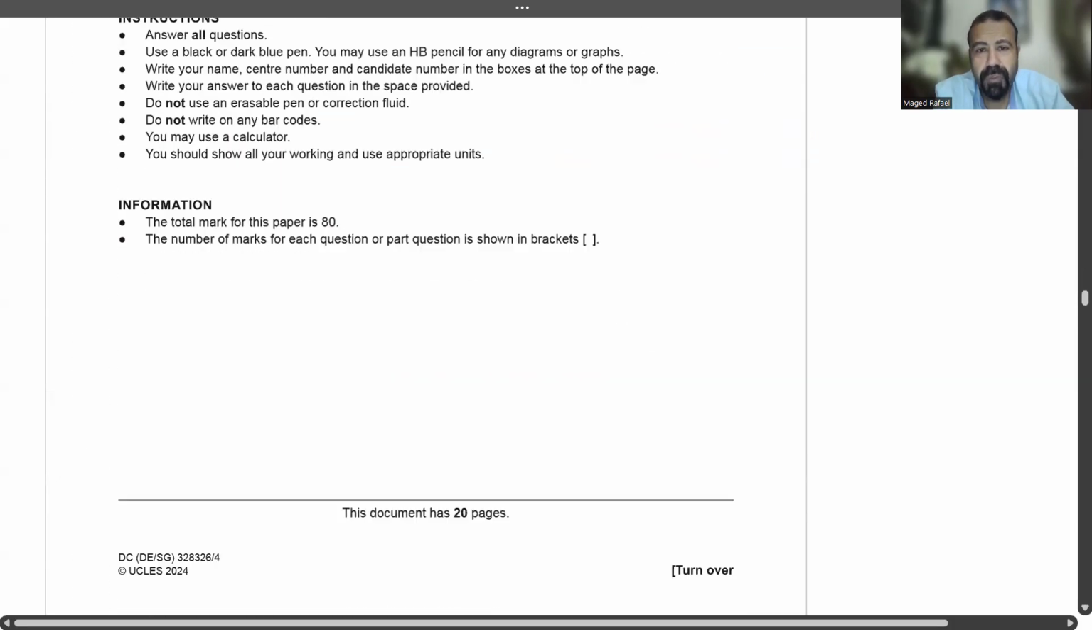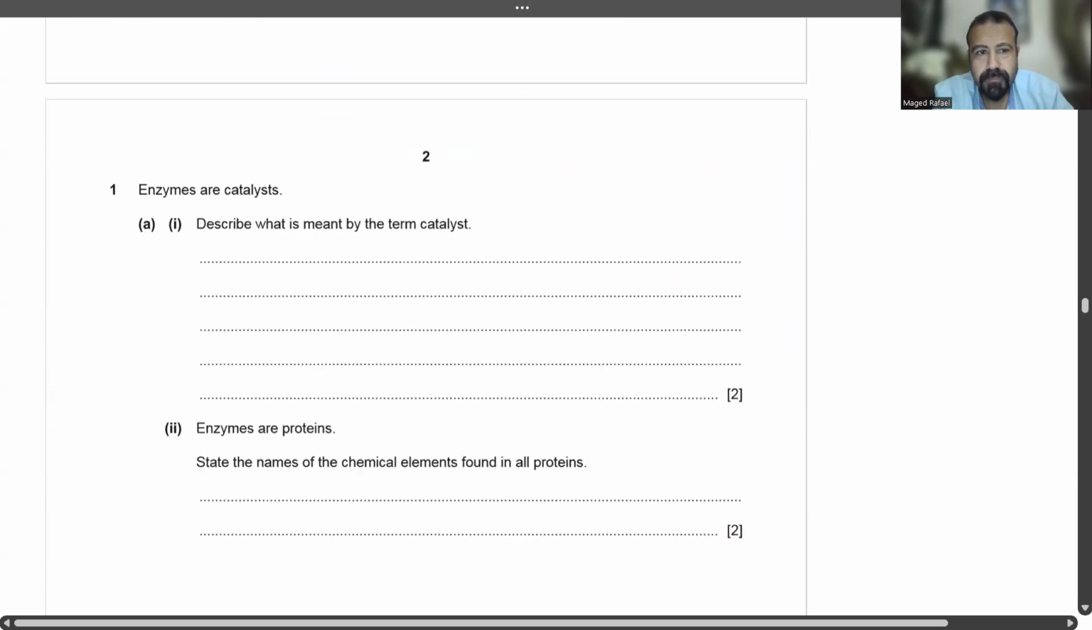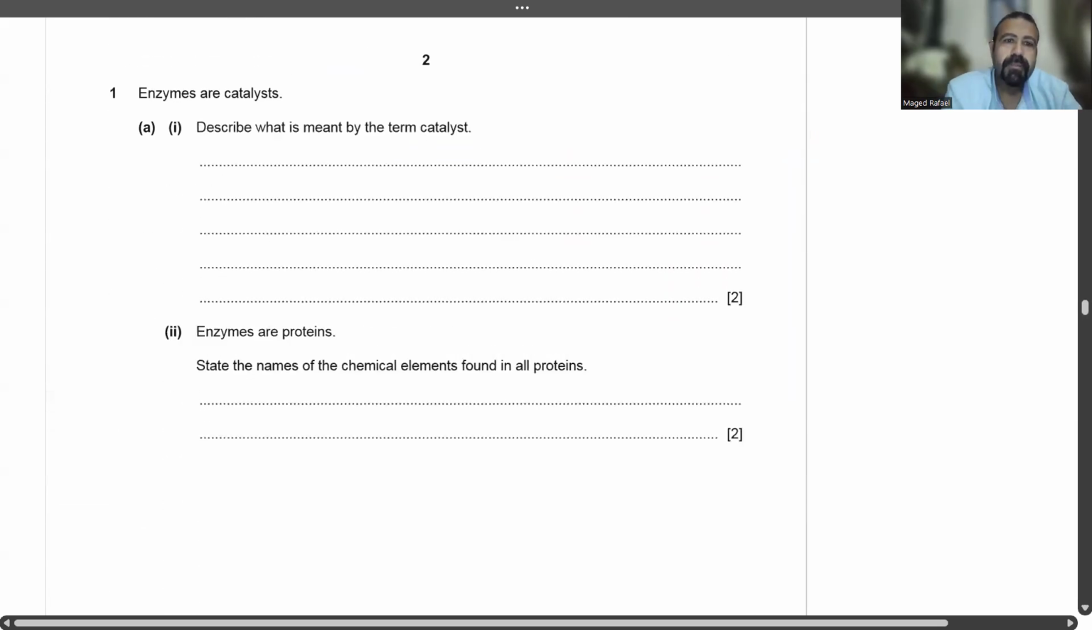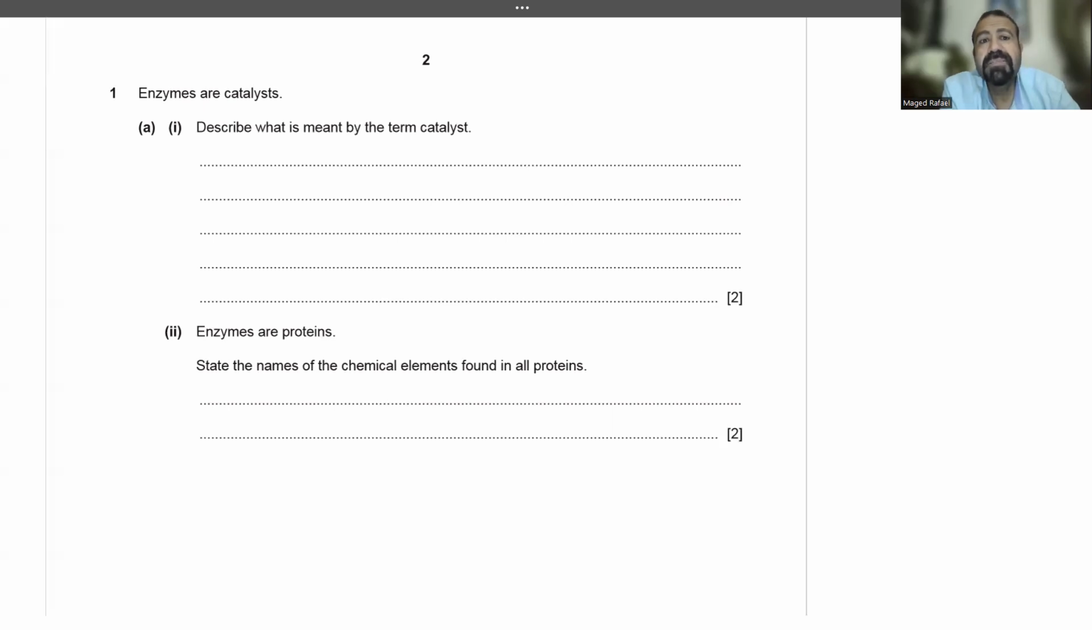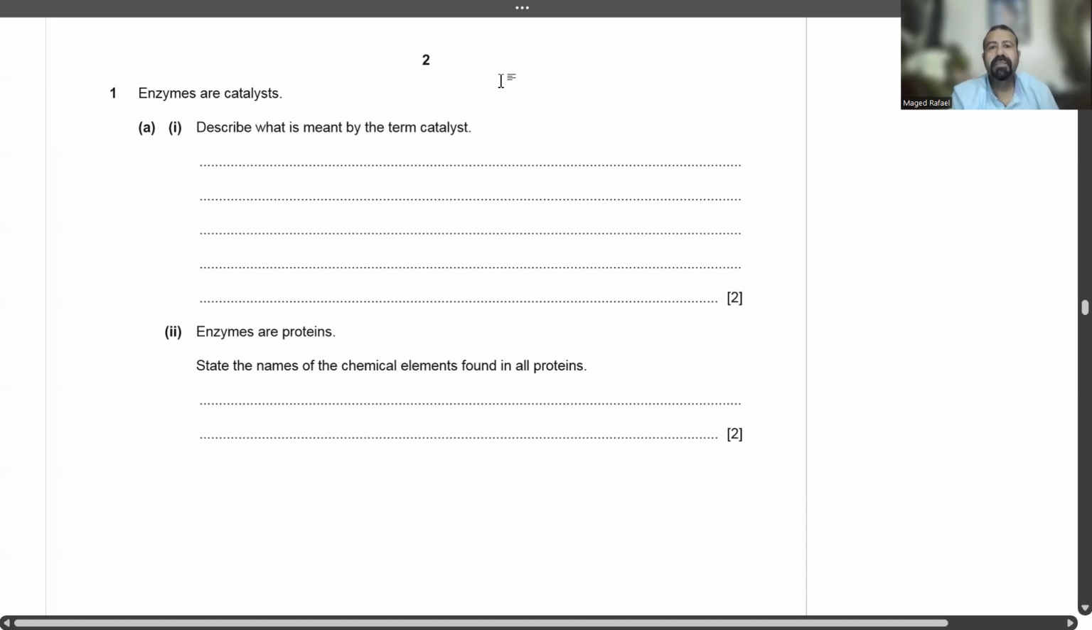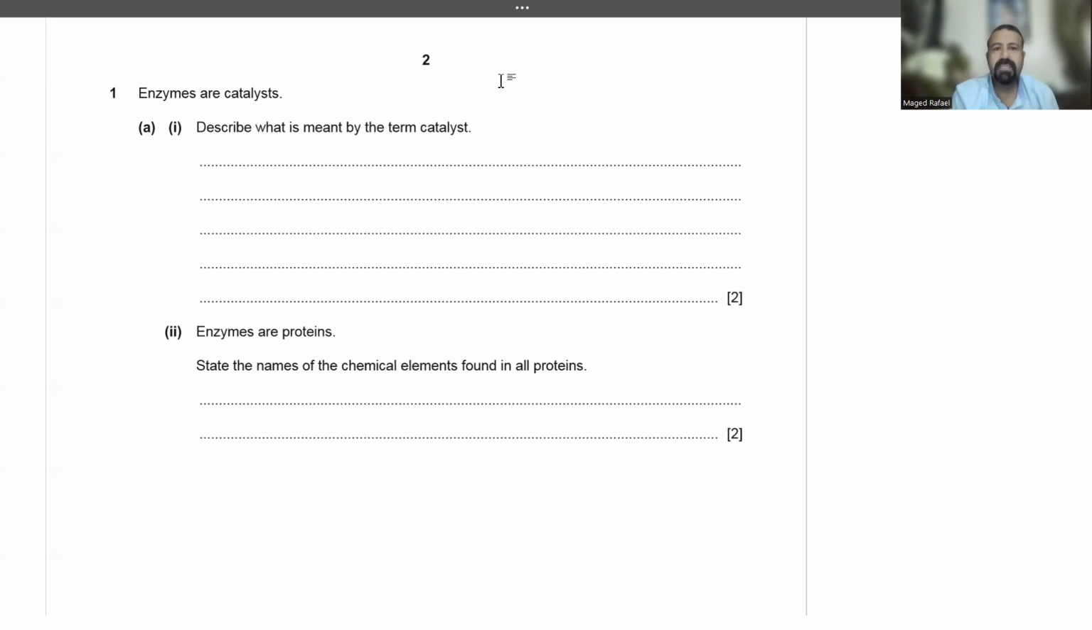Let's go to paper 4. Enzymes are catalysts. Describe what's meant by the term catalyst. It is 2 marks. Okay. So, Abdurrahman, what's meant by the term catalyst? If you want to write it in the chat box, fine. If you want to say it loudly, it's okay.